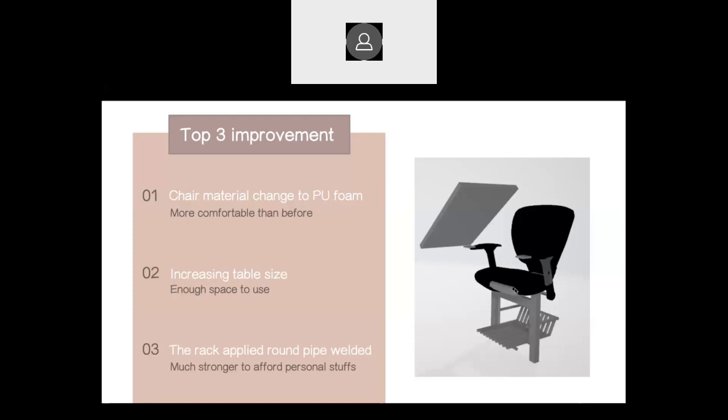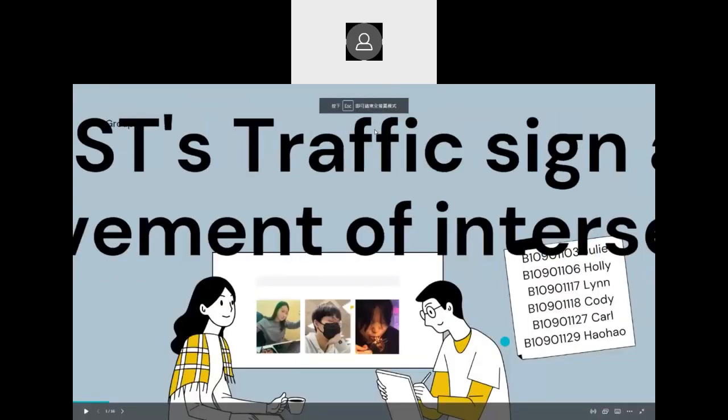Second, we increased the table size and made its surface larger, so there is enough space for placing books, laptop, and pencil case. And for the third one, we applied a round pipe welded rack. The rack is welded to the chair, so it is much stronger, instead of the old one, which was kind of hanging there. And since it is stronger, it can better bear our personal stuff like bags or books. I think the improvements we applied to the chair did solve the problems that annoyed us for a long time.